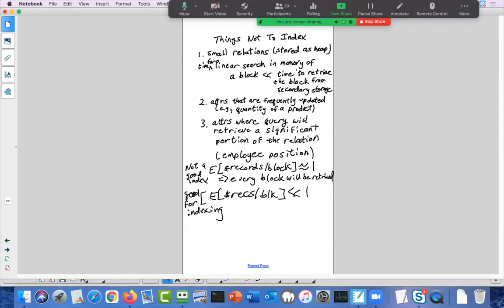Okay. So then the fourth one to avoid is index attributes involving long strings.